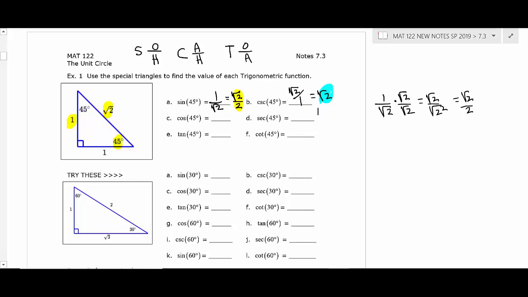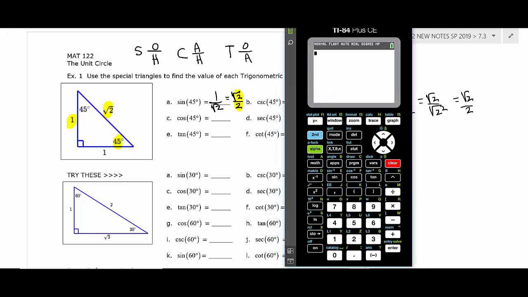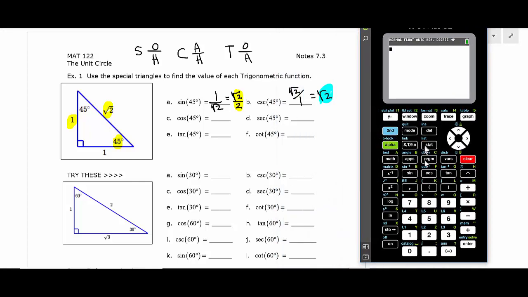Now what I want to do is show you something on the calculator. I won't do this for every problem because it's kind of time consuming. But I'm going to have my calculator in degree mode, and I'm going to go sine of 45 degrees. Okay, it gives you decimals.